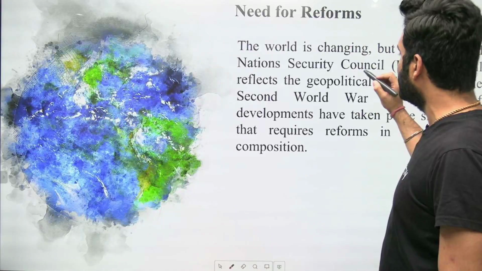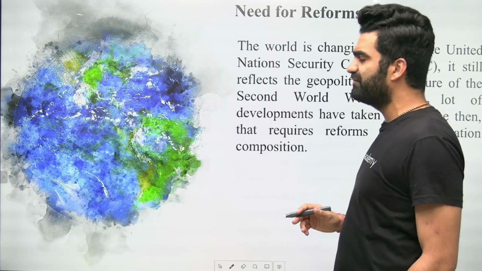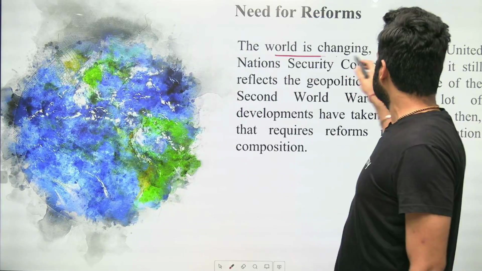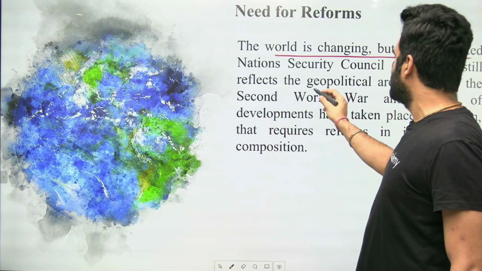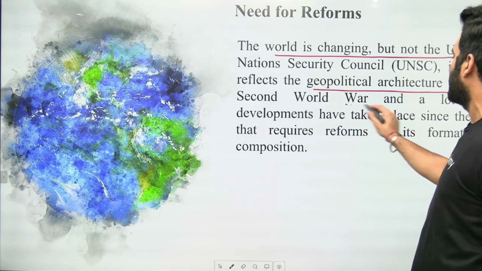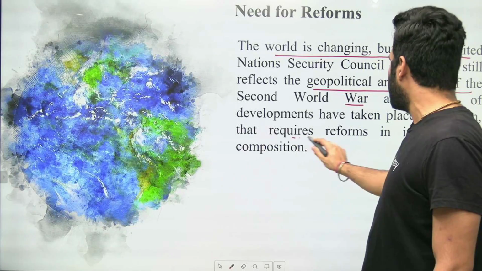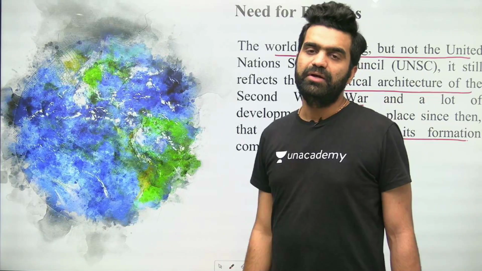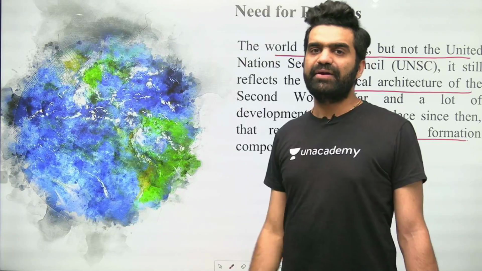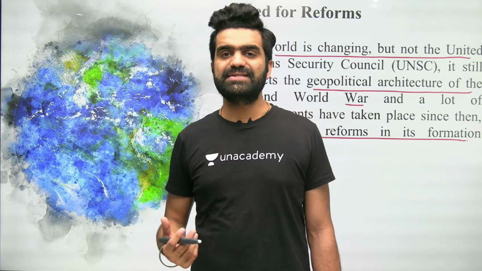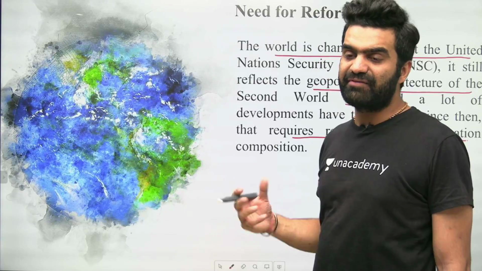Then, the need for reform. Why do we need to reform the UNSC? The fundamental reason I have given you is that the contemporary world order has changed a lot. So the world is changing, but not the United Nations Security Council. It still reflects the geopolitical architecture of the post Second World War era, and a lot of developments have taken place since then. These developments require reforms in the formation and composition of the Security Council. Otherwise, it would lose its standing. Its sanctions and decisions may not be implemented by the countries, as the Security Council would lose its moral force.